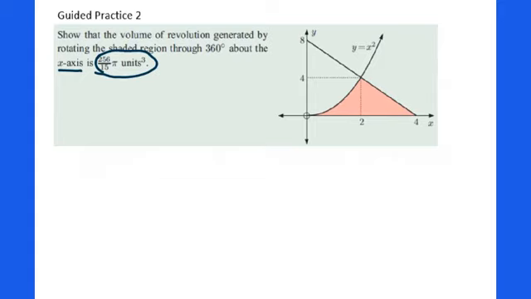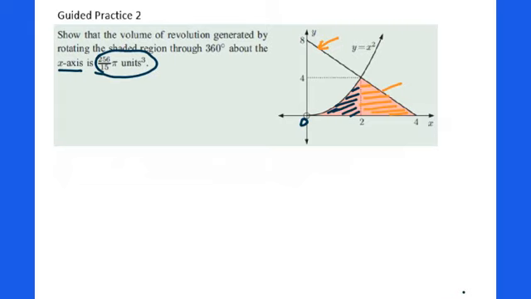We will divide this shaded area into two parts. One part is about y equals x squared, rotating about x-axis from 0 to 2. The other part will be for this linear function, rotating about x-axis from 2 to 4.